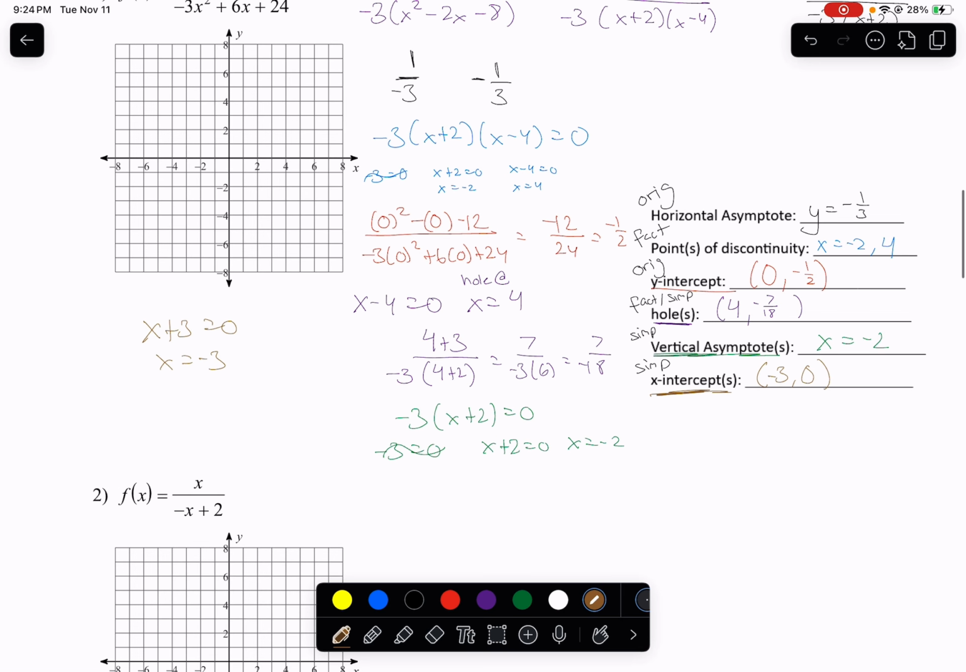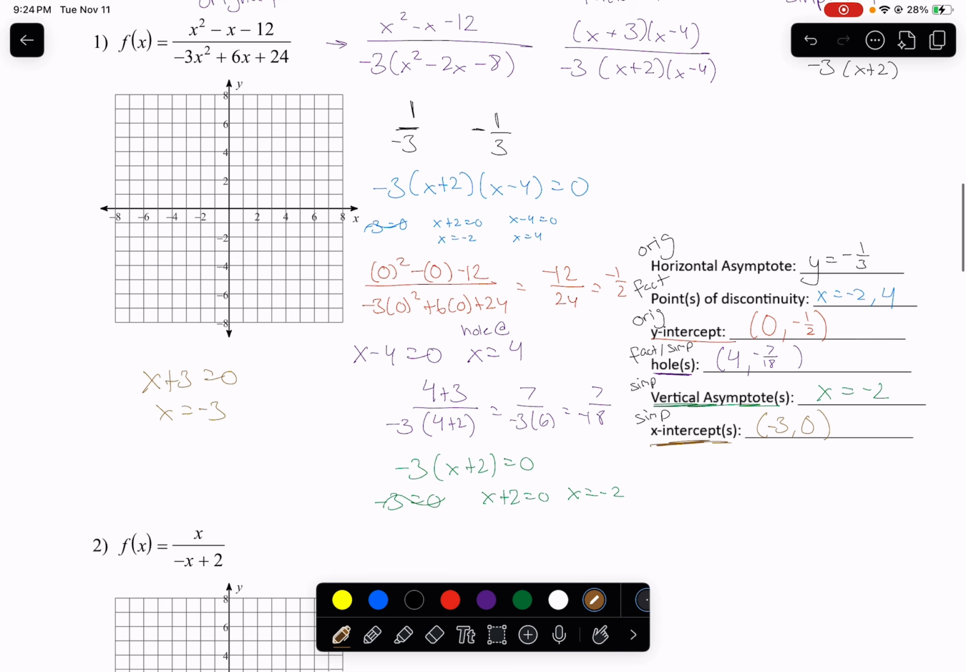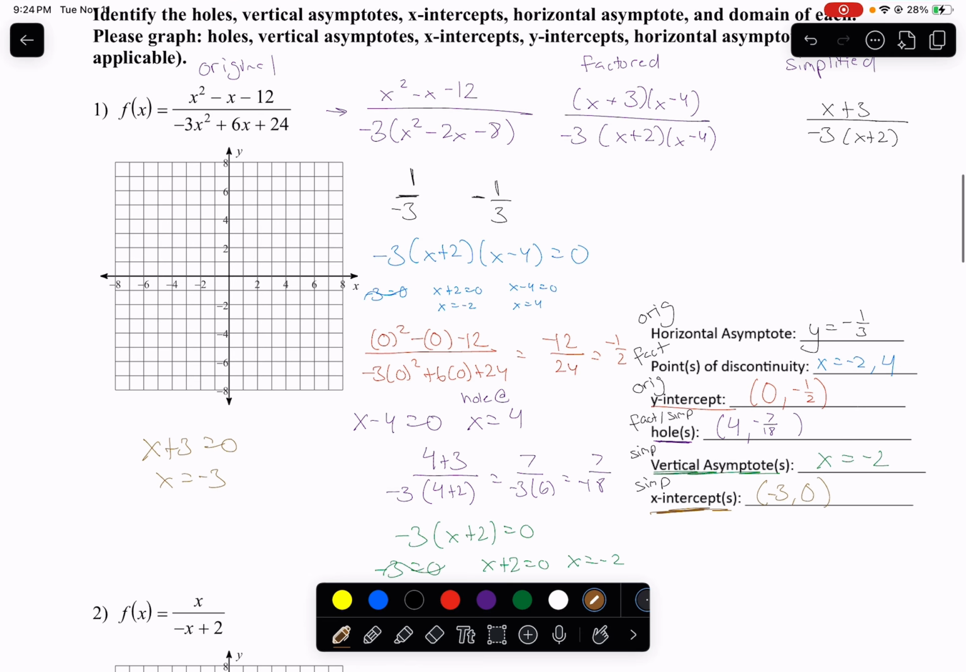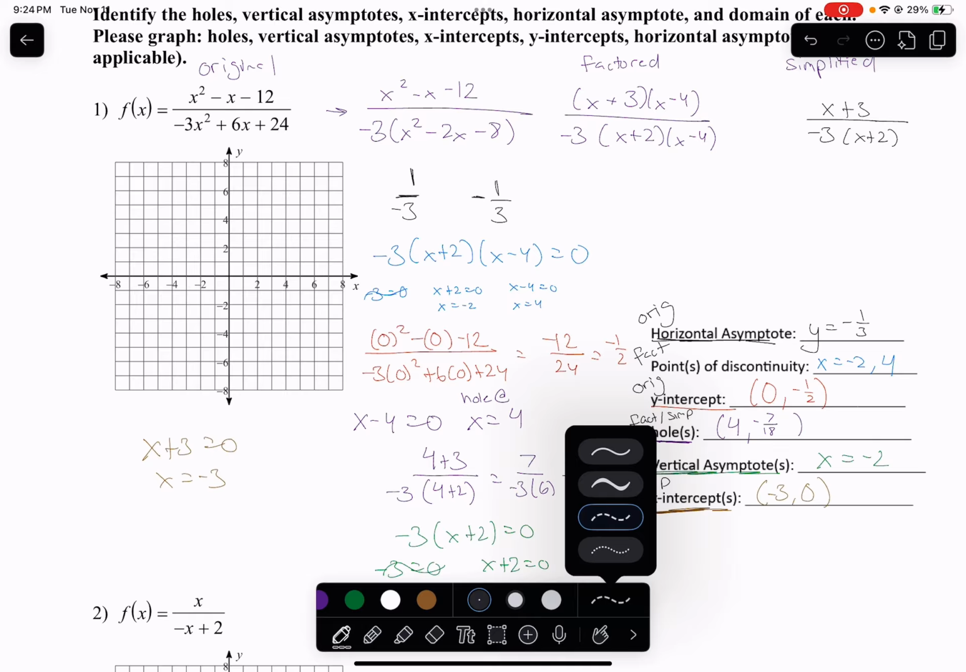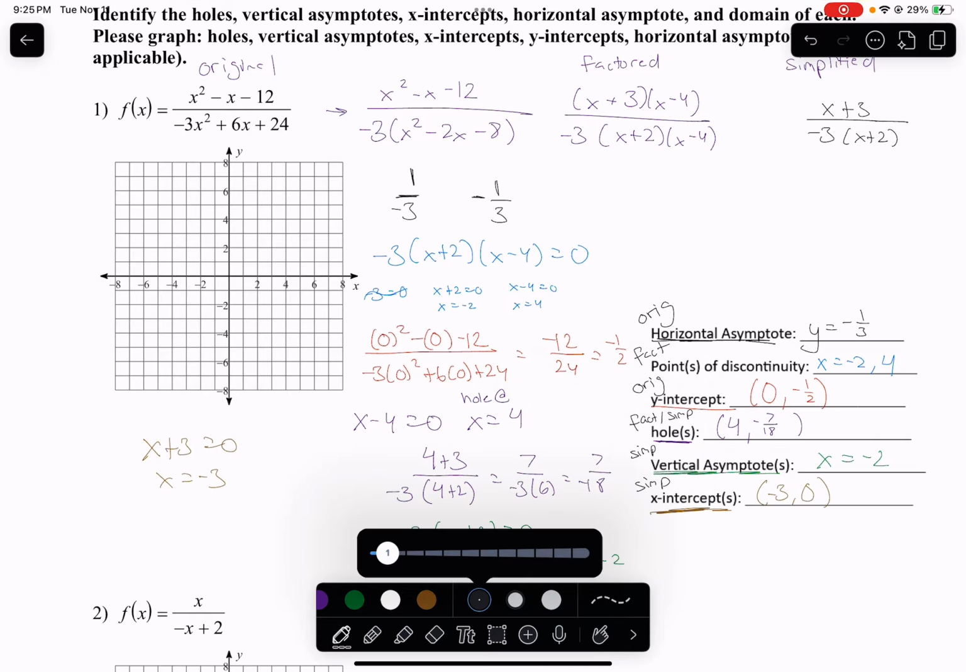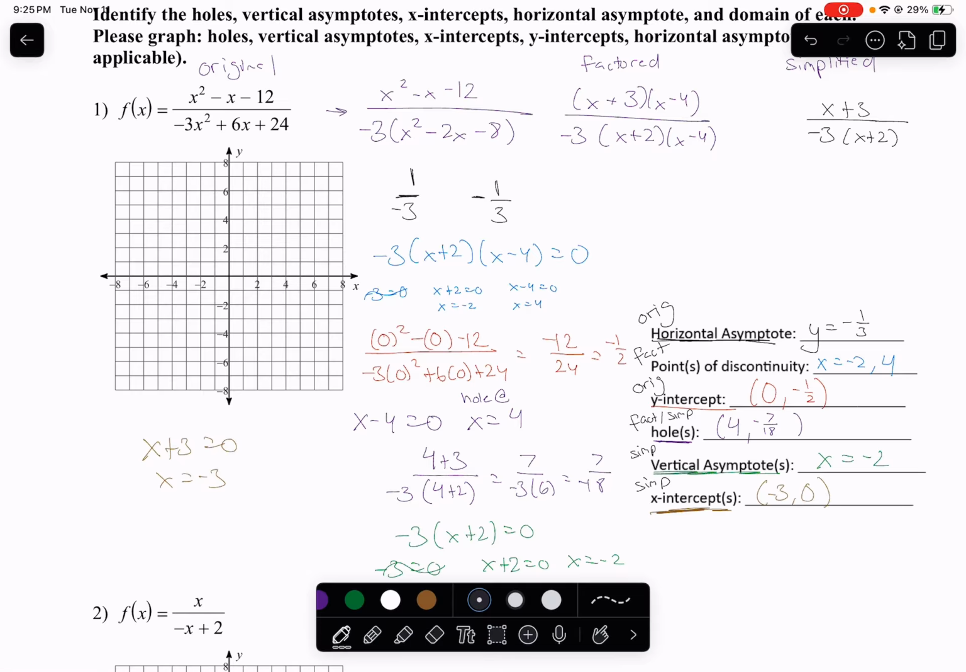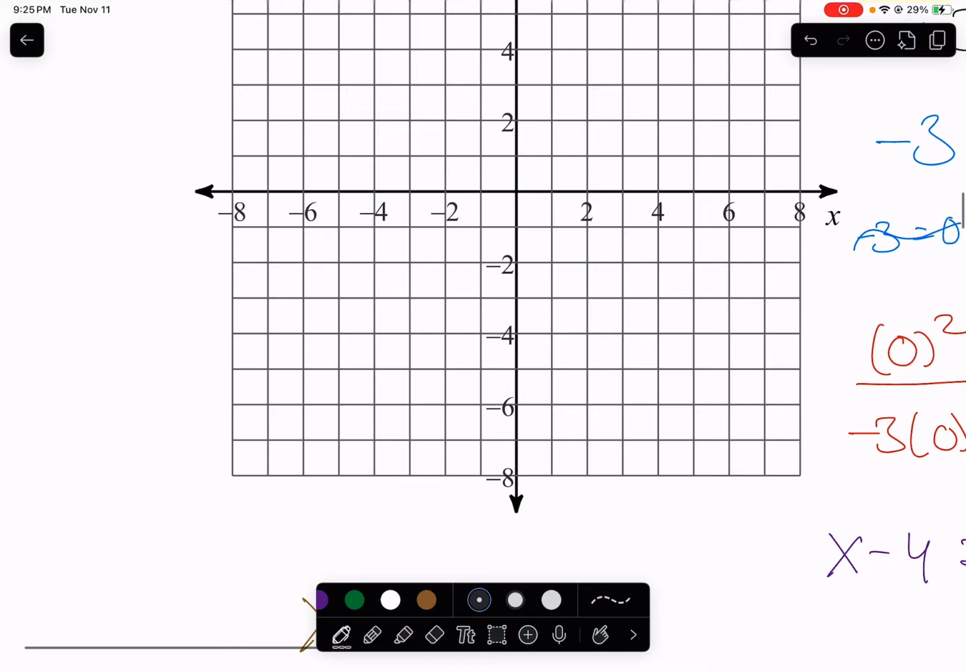Now that I've found everything, I need to graph the things that I can onto my graph here. We had a horizontal asymptote, so I'm going to graph him in black. Remember, your asymptote should be dashed, so I'm definitely going to make sure that this guy is dashed here. And he gets graphed at y equals negative 1/3. So I go here to negative 1/3, and he gets graphed just like that.